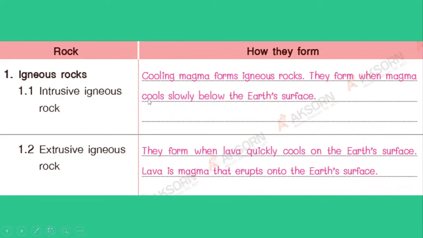So, intrusive. Cooling magma forms igneous rocks. They form when magma cools slowly below the Earth's surface. And extrusive igneous rocks, they form when lava quickly cools. Okay, intrusive, slowly and below the Earth's surface, under the Earth. And extrusive, when lava quickly cools on the Earth's surface, not under.